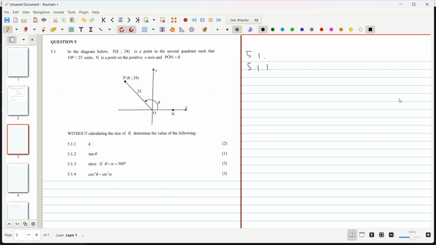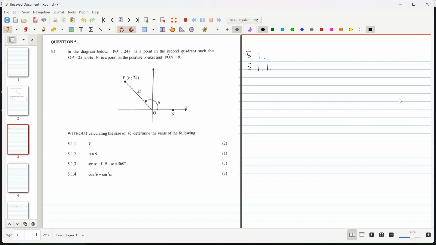Welcome to another session. In this session, we'll be looking at trigonometry. So the question that we're given here is question 5. So we have 5.1 on question 5.